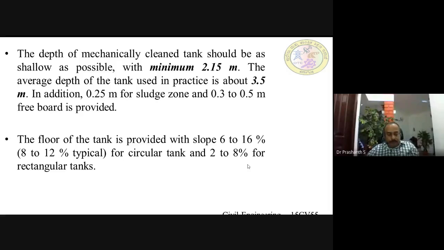And as far as the floor is concerned, floor slope has to be provided so that the settled sludge is easily taken out, and it is generally 6 to 16% for a circular tank and 2 to 8% for a rectangular tank.